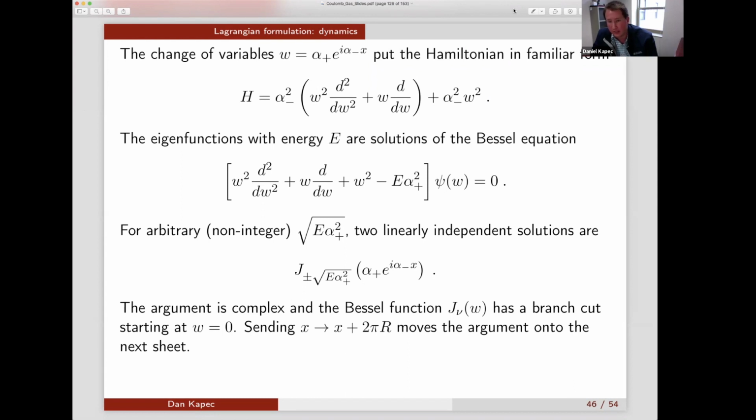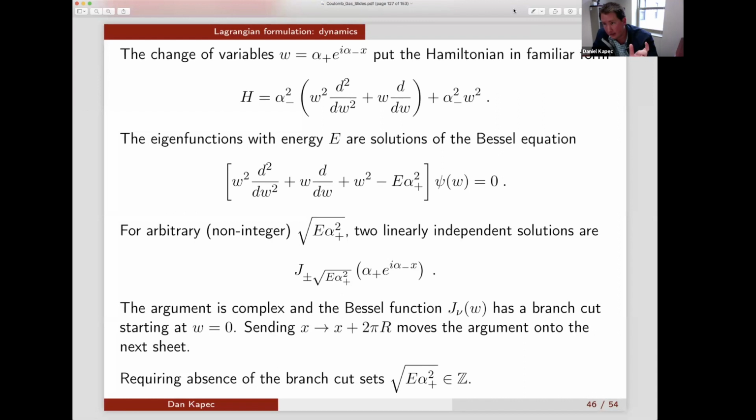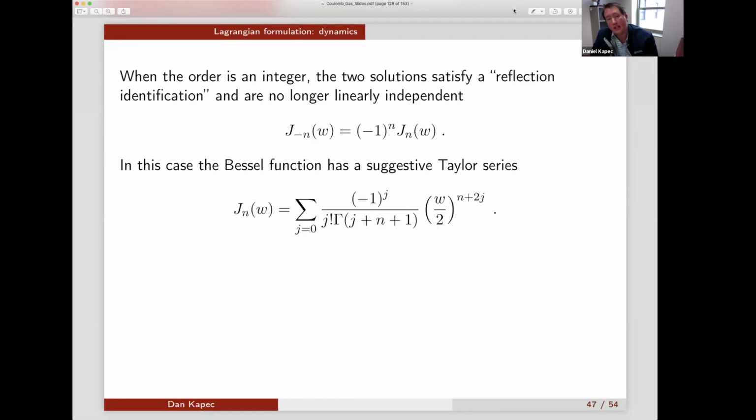And so, okay, the eigenfunctions are Bessel functions. The Bessel functions have branch cuts generically for generic values of the order. And since the actual argument is complex and sending x to x plus 2 pi r moves you onto the next sheet, you actually need to require that the eigenfunctions don't have branch cuts. And that actually quantizes the spectrum and gives you a nice discrete spectrum.